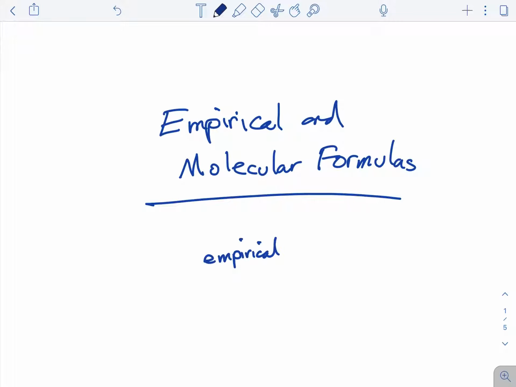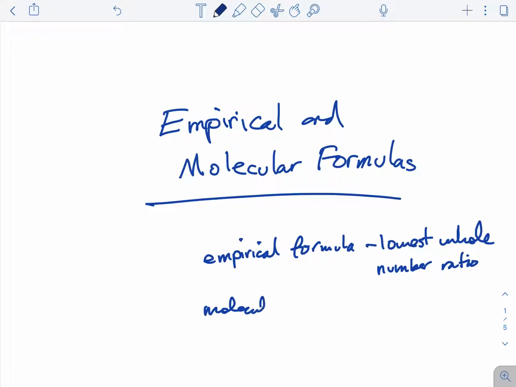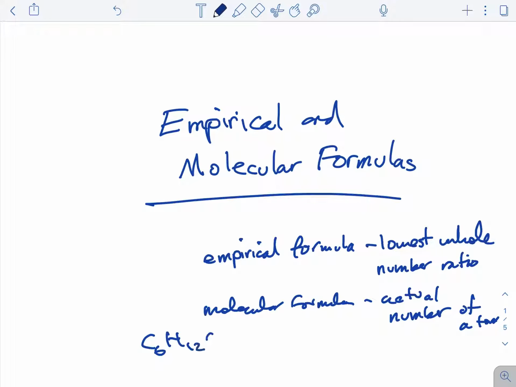Briefly, a little bit of vocabulary first. The empirical formula is always the lowest whole number ratio of atoms. Whereas the molecular formula is the actual number of atoms. And the example I like of this is glucose. So glucose is C6H12O6. That is its molecular formula because that's how many atoms are actually in the molecule.